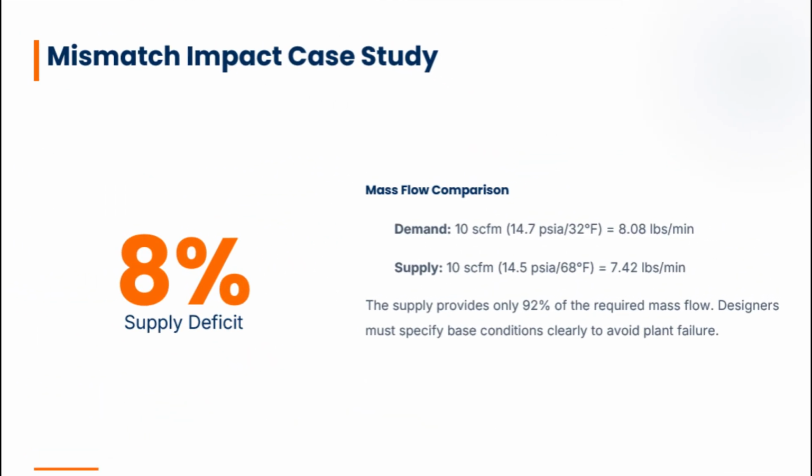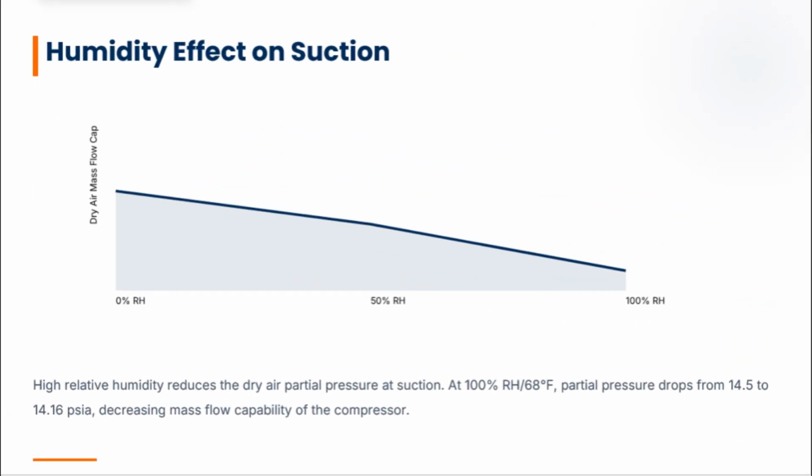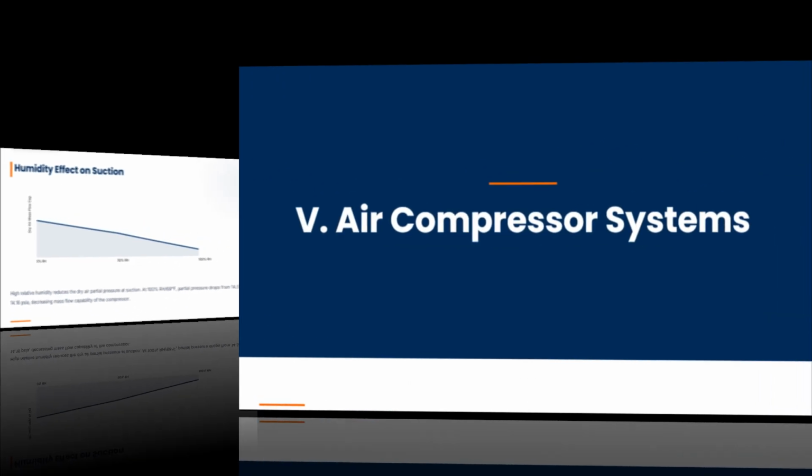Mix those bases, and a nominal 10 SCFM supply meets only 92% of a 10 SCFM demand. Specify base conditions explicitly on every datasheet, or you will underdeliver in the field. Humid suction air robs you of dry air partial pressure. At 100% RH and 68 degrees Fahrenheit, effective suction drops from 14.5 to 14.16 psia. That is compressor mass flow you do not get back.